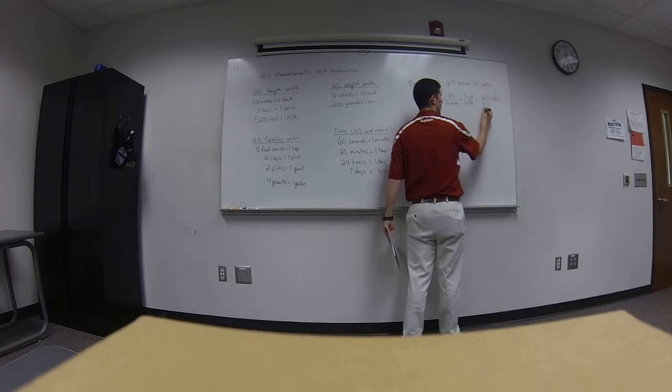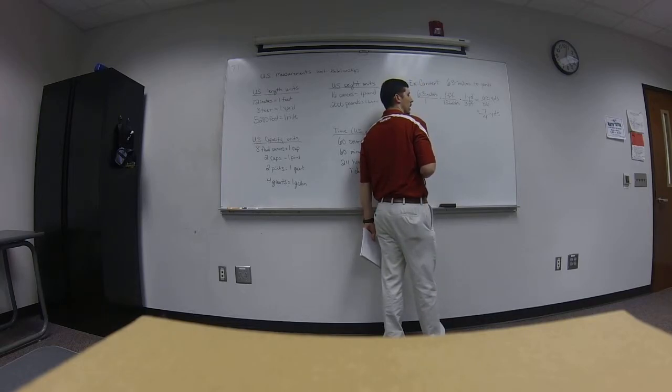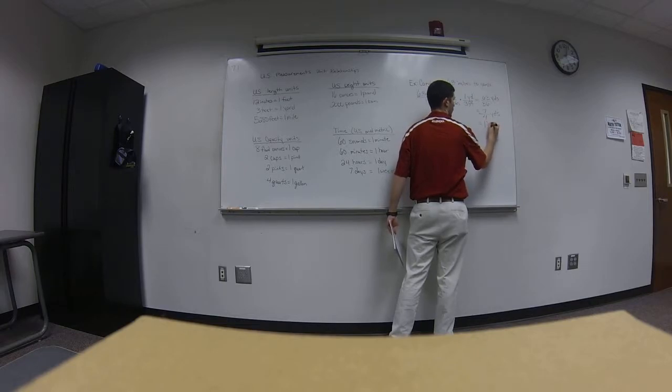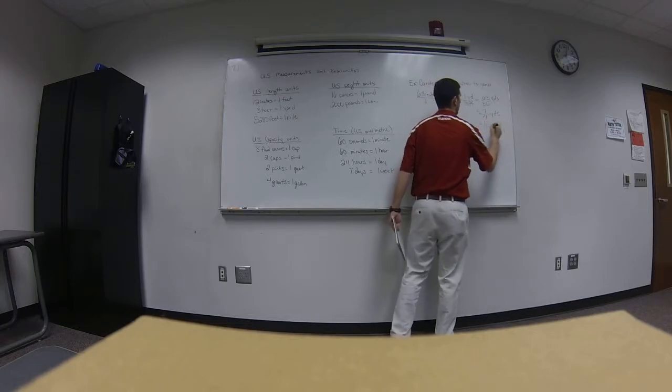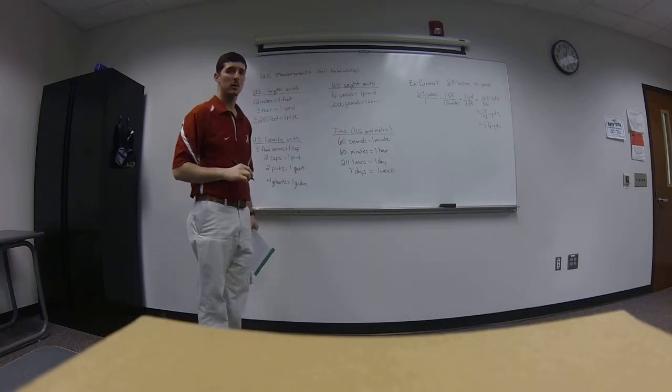9 into 63 goes 7 times. 9 into 36 goes 4 times. So we get 7 over 4 yards. And if we want to convert that now to a mixed number, then that gives me 1 3/4 yards. So 63 inches is equal to 1 3/4 yards.